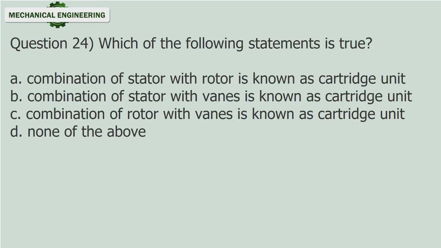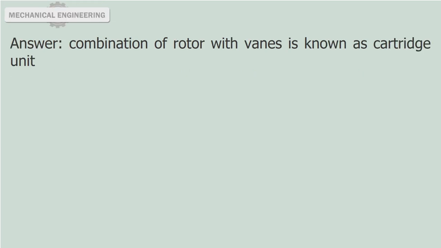Question 24. Which of the following statements is true? A. Combination of stator with rotor is known as cartridge unit. B. Combination of stator with vanes is known as cartridge unit. C. Combination of rotor with vanes is known as cartridge unit. D. None of the above. Answer. Combination of rotor with vanes is known as cartridge unit.